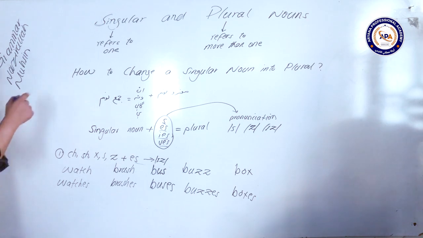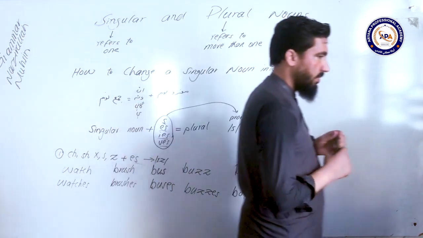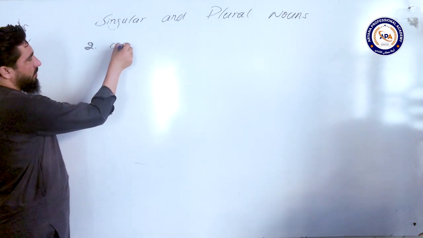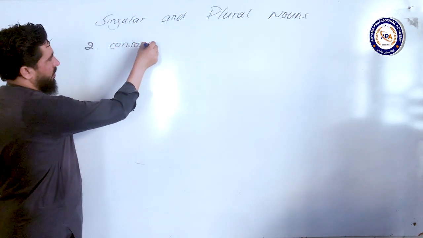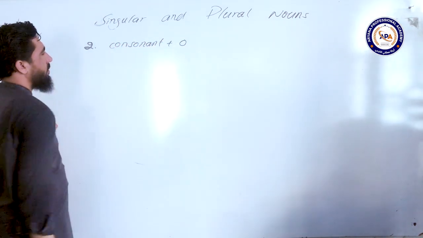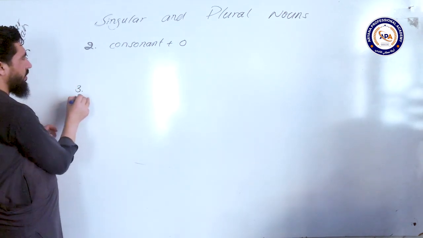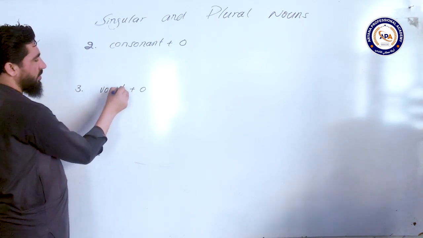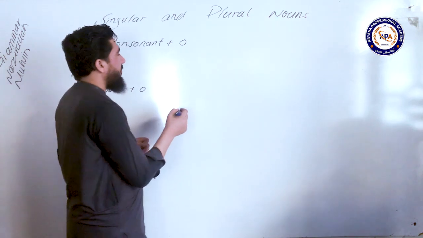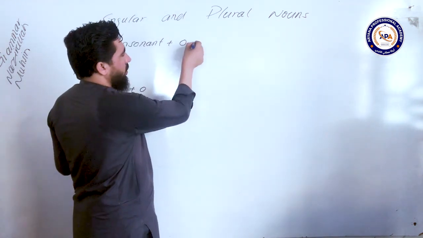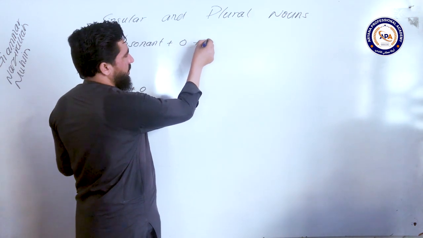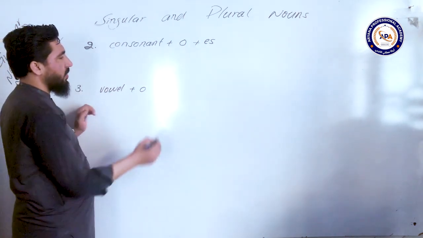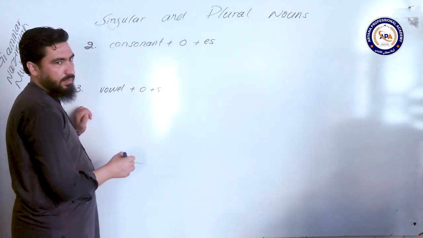Rule number 2 says, okay, first write it down. Okay, rule number 2. Consonant plus O has one rule, and vowel plus O is changed in a different way. If a noun ends in consonant plus O, then we add ES. And when a noun ends in vowel plus O, then we add only S.